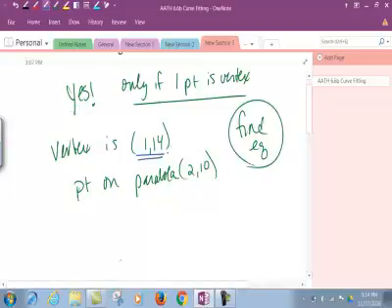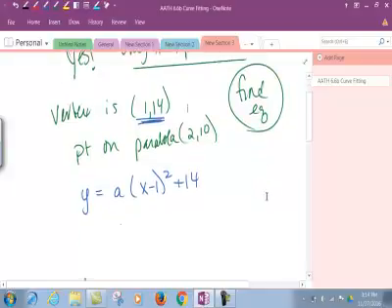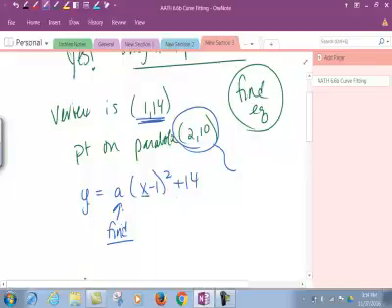If we know this is the vertex, we can write y equals a(x minus 1) squared plus 14, right? Because the vertex form comes from the vertex of the parabola, and (1, 14) translates to this. So now all we need to do, we're so close to the answer, is to find a. And the way we find a is we plug this point's values in for x and y.